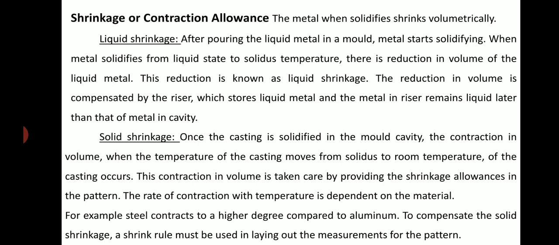Solid shrinkage. Once the casting is solidified in the mold cavity, the contraction in volume occurs when the temperature of the casting moves from solid to room temperature. This contraction of volume is taken care of by providing the shrinkage allowances in the pattern. The rate of contraction with temperature is dependent on the material. For example, steel contracts to a higher degree compared to aluminium. To compensate the solid shrinkage, a shrink rule must be used in laying out the measurements for the pattern.